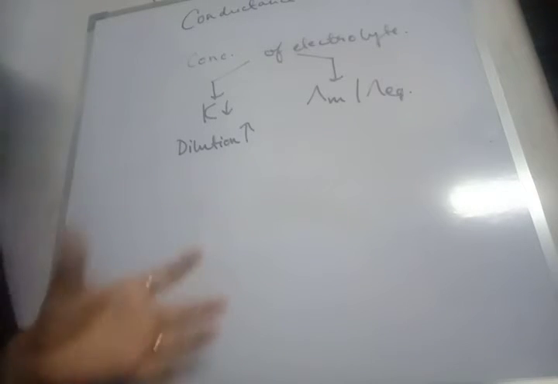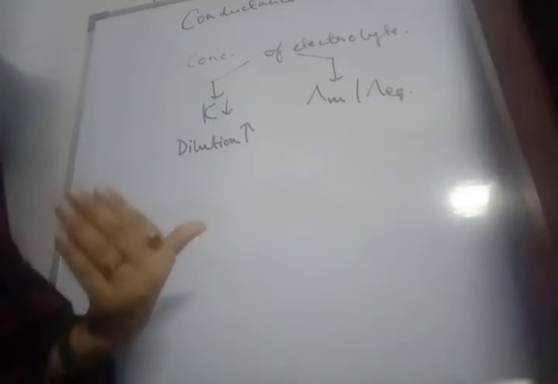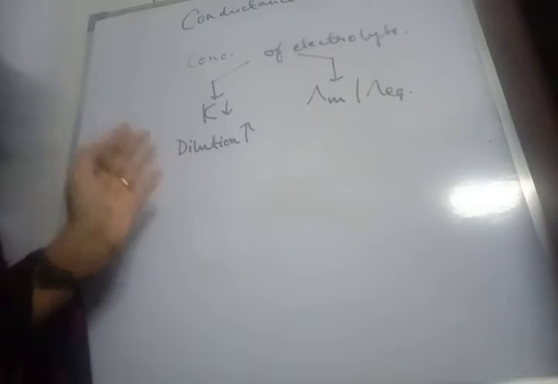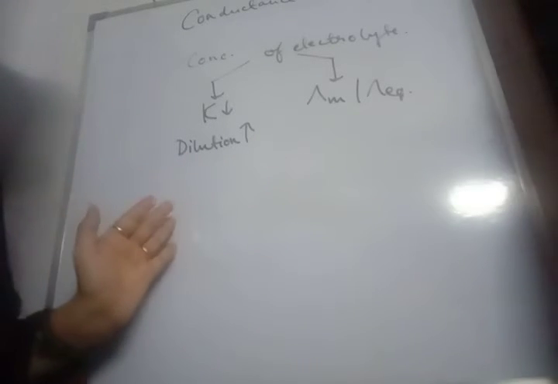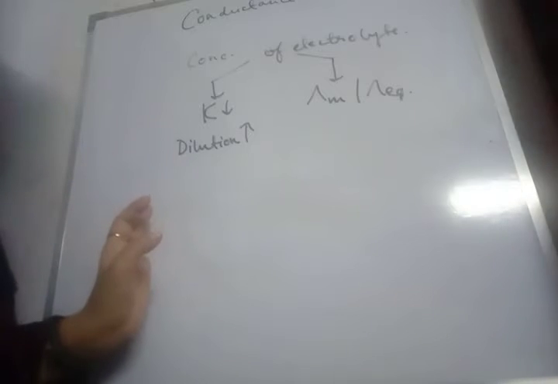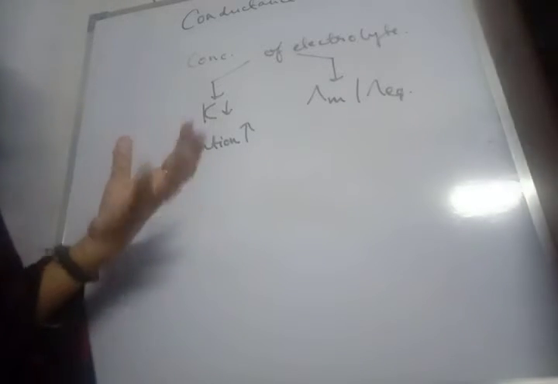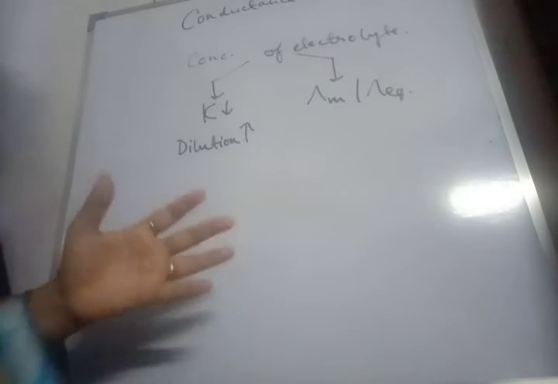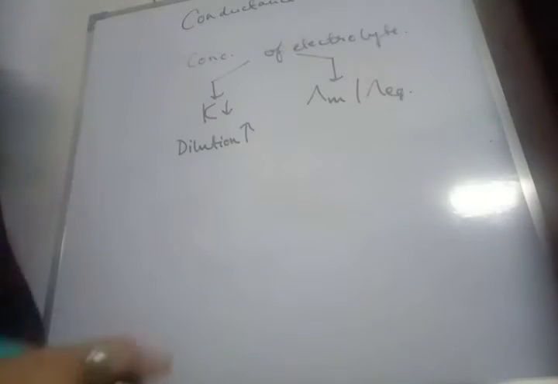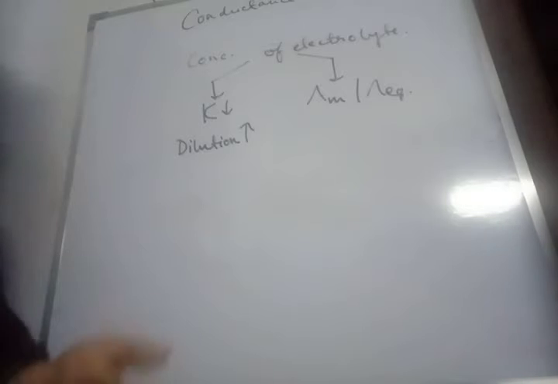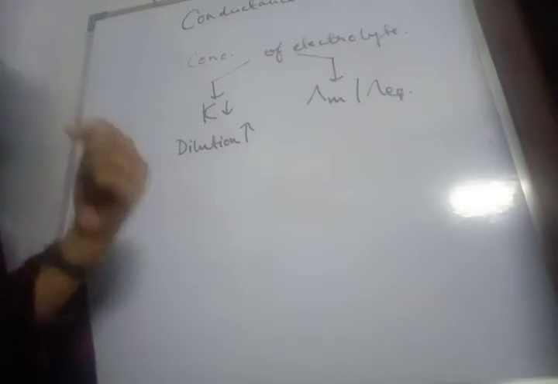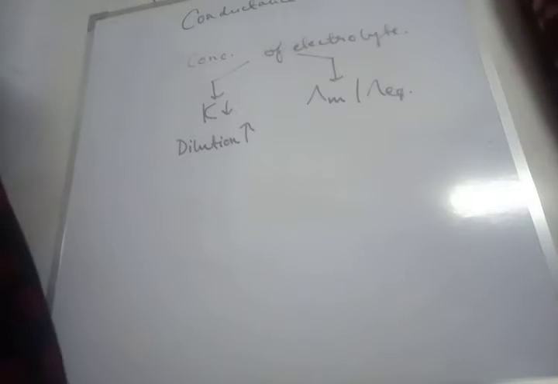In case of strong electrolytes, they undergo complete dissociation at all concentrations. So when dilution is done, the number of ions in case of strong electrolytes remains the same, right? At the same time, with increase in dilution, the volume of the solution also increases. As the number of ions remains the same and volume increases, the number of ions per unit volume will be decreasing. As a result, the conductivity, that is kappa, will be decreasing for strong electrolytes.